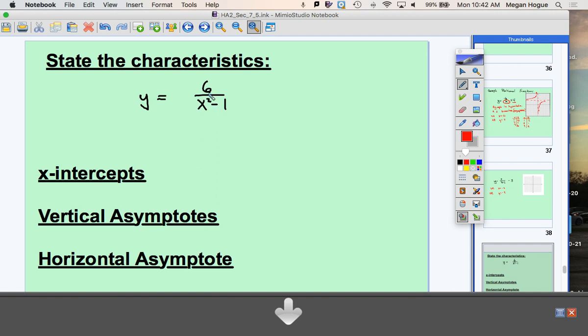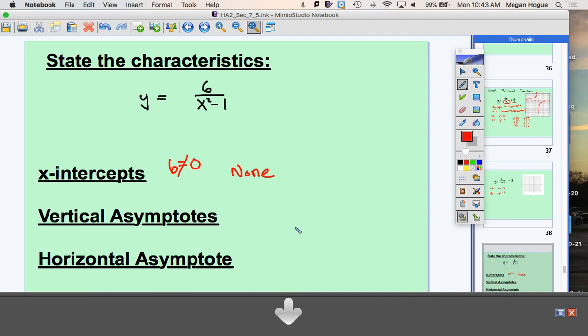So the top, when I say I deal with the top, I set the top equal to 0. Well, 6 equals 0. Does that make sense? No. So what do you think I put? Yeah, I put no or none. Make sure you don't put 0 because that could get confused with x being 0. So no or none would be acceptable.